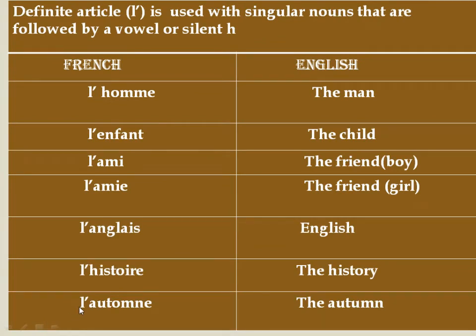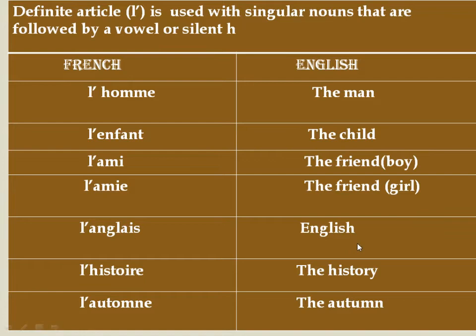Now, there are some examples of the definite article where singular nouns are followed by either a mute H or a vowel. L'homme, the man. L'enfant, the child. L'ami, the friend. So here you can see that if you are referring to a friend who is a boy, then you will not add E. But when you are referring to a friend who is a girl, then you will add E to it. But the pronunciation would be the same.